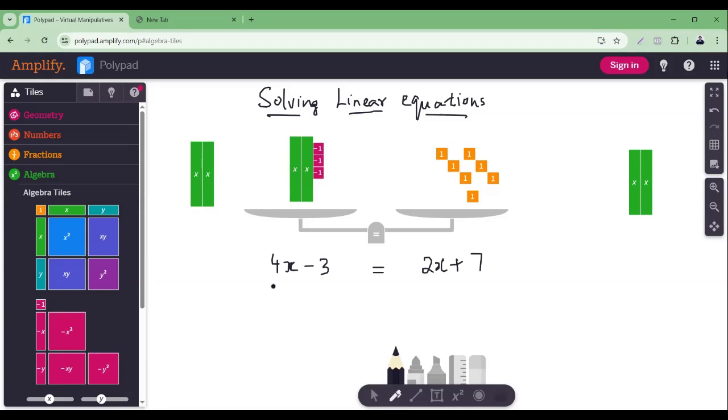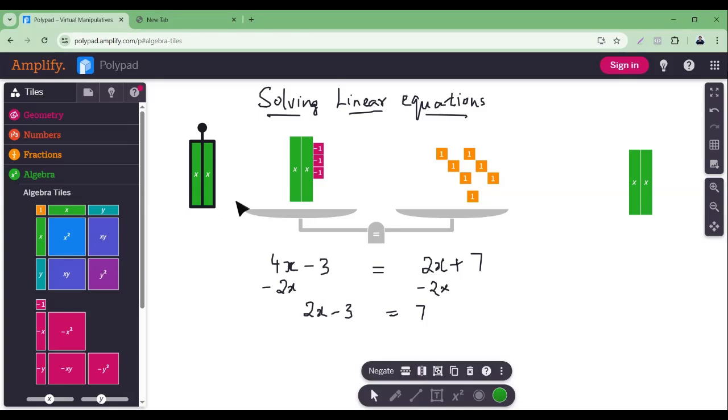What am I doing actually here? I'm going to subtract 2x from this side, and I'm going to subtract 2x from this side also. So this becomes 4x minus 2x, which is 2x minus 3. And this side, 2x minus 2x becomes 0, so only a 7 is left. That is exactly what we can see even in the weighing balance. Look at it: 2x minus 3 on this side and 7 on this side. Fantastic. Because we removed this on both the sides, we don't need this. Let's delete it.